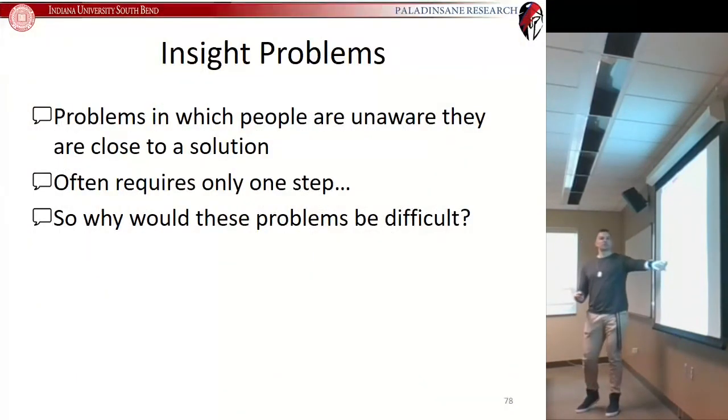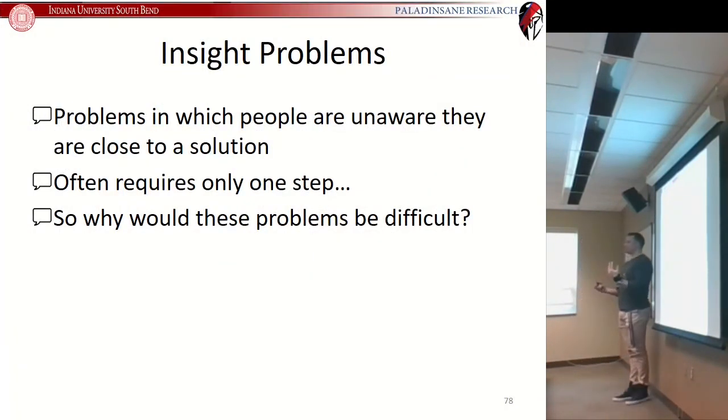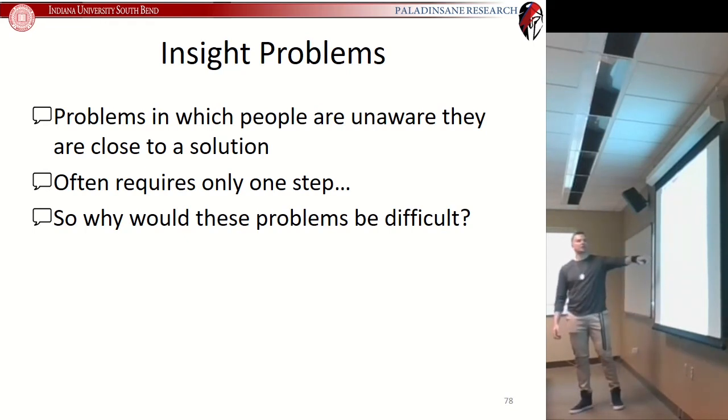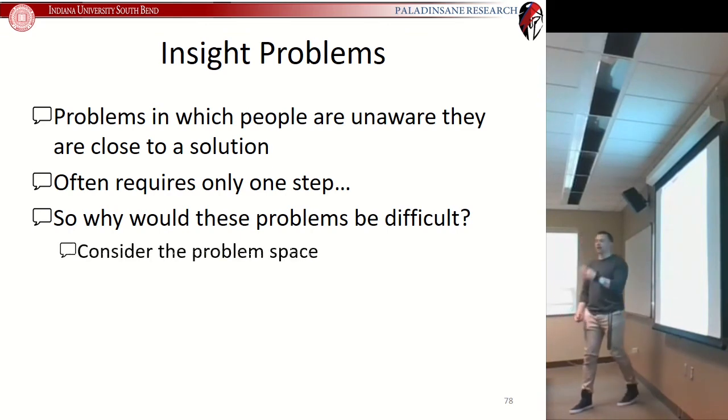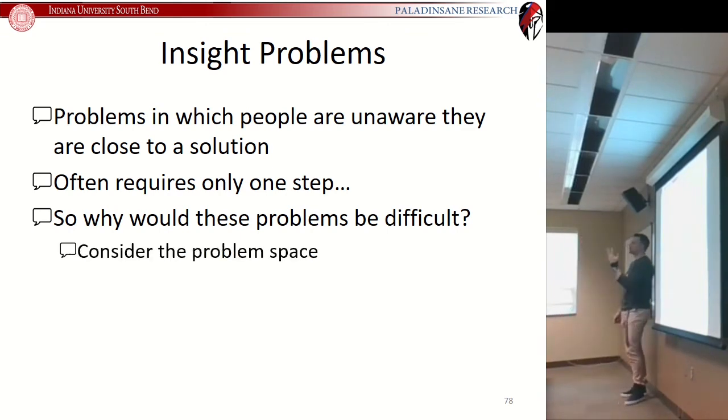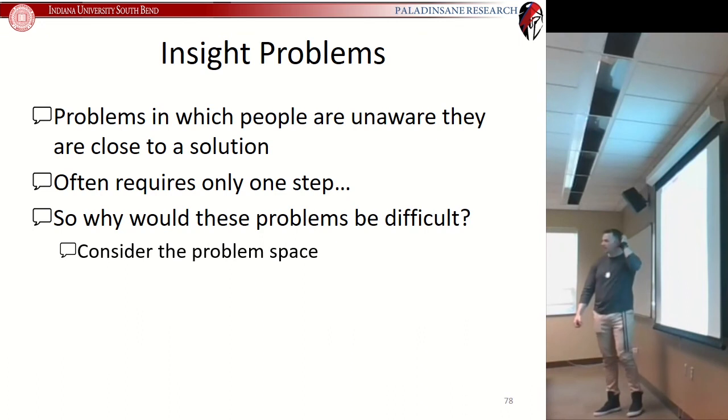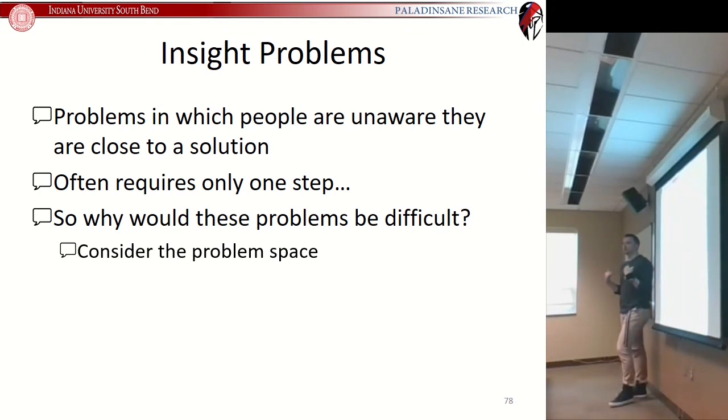So why are these problems difficult then? Why is it difficult if you only have the one step to take? Why is it that we have such difficulty solving these problems? And it all comes down to the problem space, right? So this is an example of where knowing what your problem space is can really help us understand psychological phenomena, like why are insight problems so difficult? And why, again, do we have no idea when we're getting close to a solution?